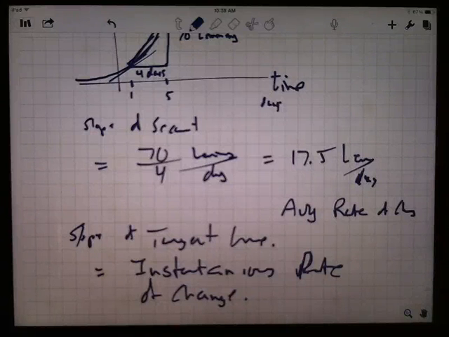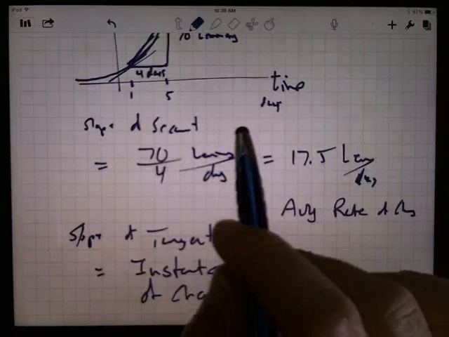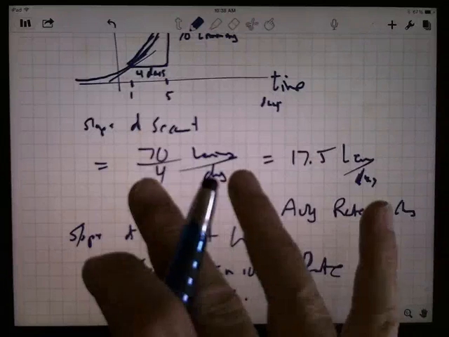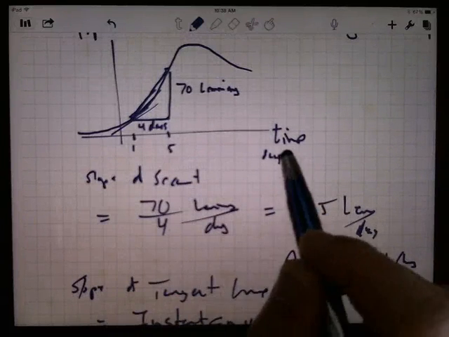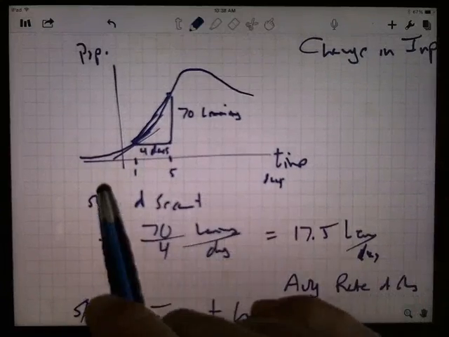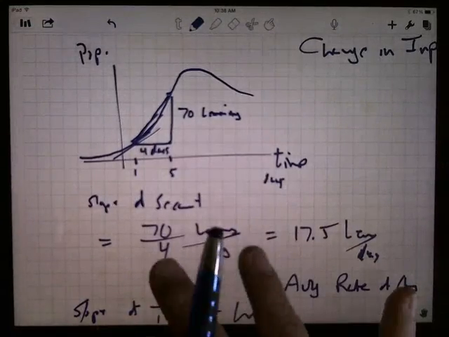Derivatives tell you slopes of tangent lines. But those tangent lines, if the input variable and the output variable have different labels, are often interpreted as a rate of change. How fast is your output changing per input? This is something that happens in a lot of different scenarios. Anytime you have time as your input variable, you have a rate of change in population per time.